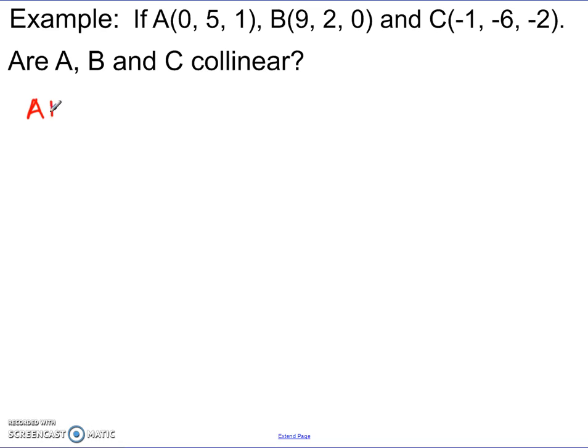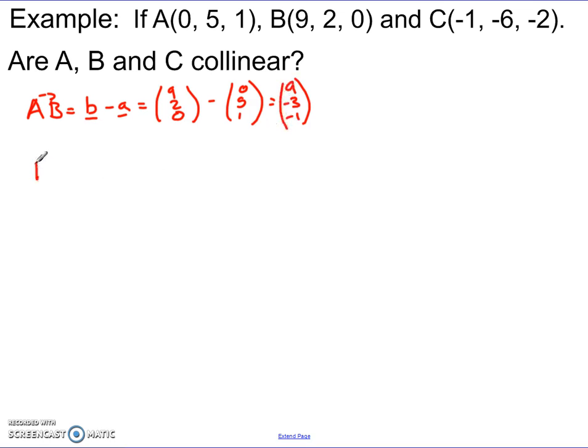So let's do A to B, which again is given by the B take away the A. In this case, it's 9, 2, 0, take away 0, 5, 1. 9 minus 0 is just 9. 2 minus 5 is negative 3. 0 minus 1 is negative 1. So that's my AB vector.